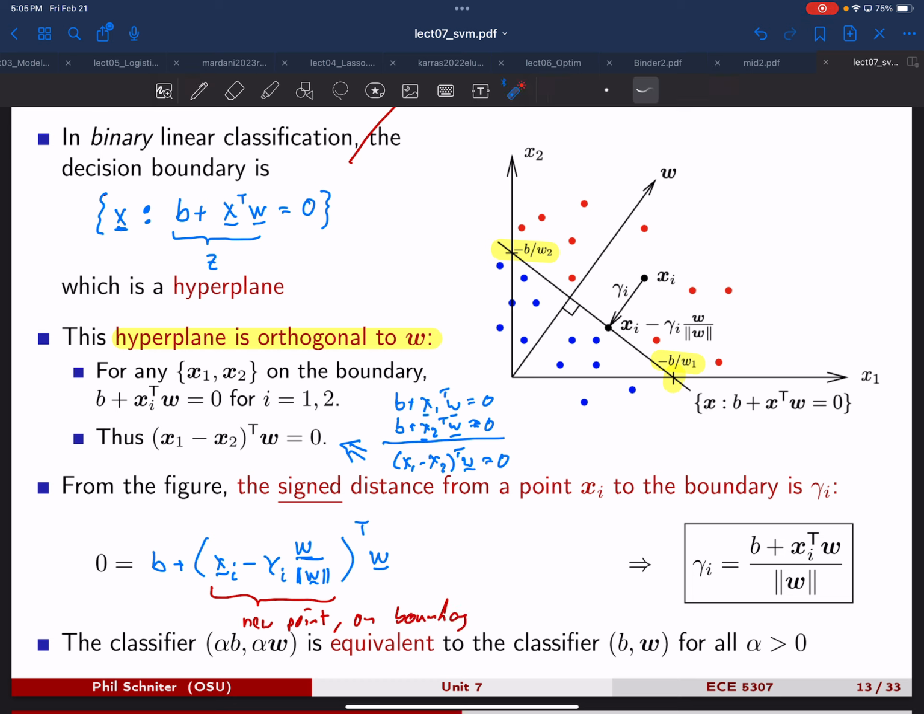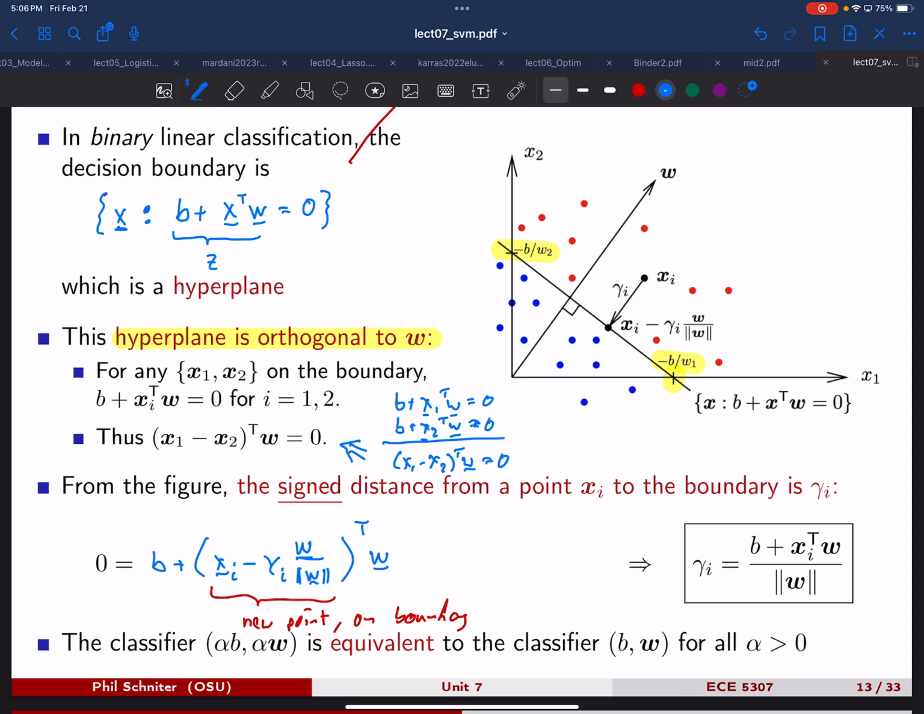And as we know, if it's on the boundary, it needs to satisfy this equation, right? So here, I'm satisfying that equation, and this is my original xi, and now I've moved it by this much, and I just need to figure out now, what is the gamma i that makes this true? That is the distance from xi to the boundary. Is that idea clear?